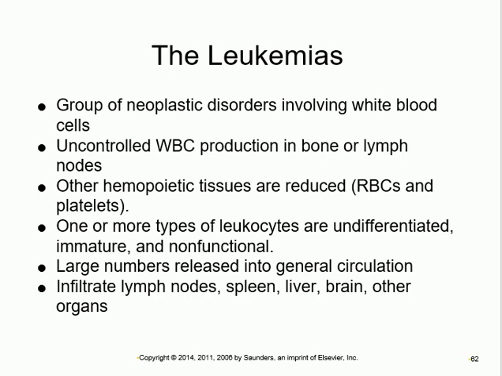Leukemia. The normal number of white blood cells is about 7 to 10 or 11,000. If you have 20, 30,000, what do you call this? What do you call it? Remember the three that I put here?